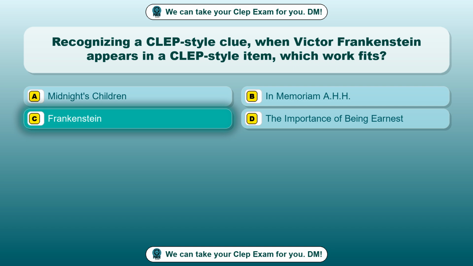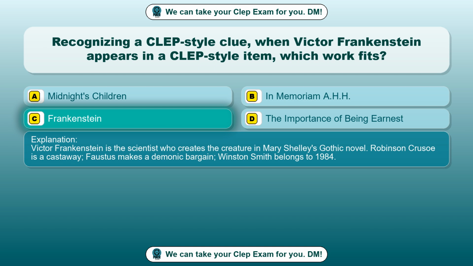Frankenstein. Victor Frankenstein is the scientist who creates the creature in Mary Shelley's Gothic novel. Robinson Crusoe is a castaway, Faustus makes a demonic bargain, Winston Smith belongs to 1984.